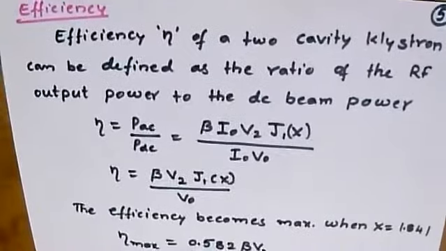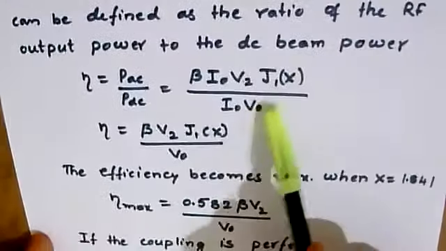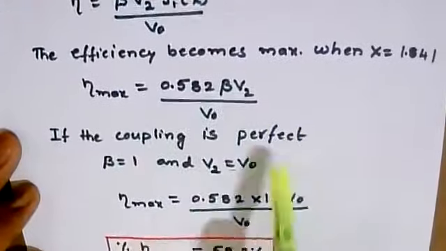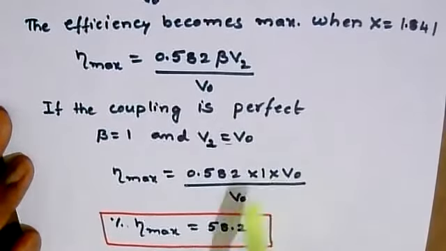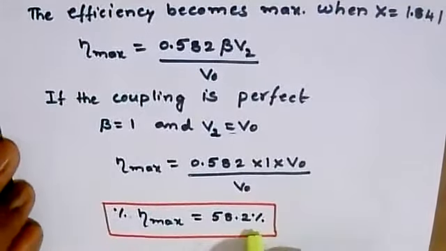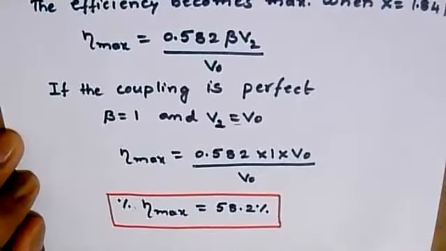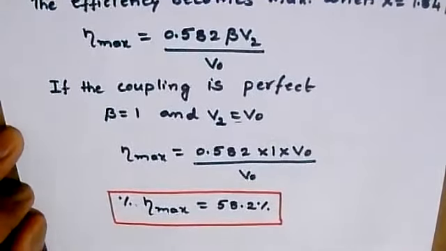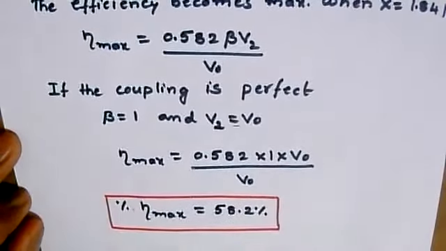It is very easy. I take the AC power delivered over the input power applied, then things cancel out. The same standard values are substituted, and after replacing that value, V naught will be cancelled. Then the efficiency of the two cavity klystron. You do remember this, they will ask this efficiency in multiple choice questions, and competitive exams have had this one. So the efficiency of a two cavity klystron amplifier is 58.2%.